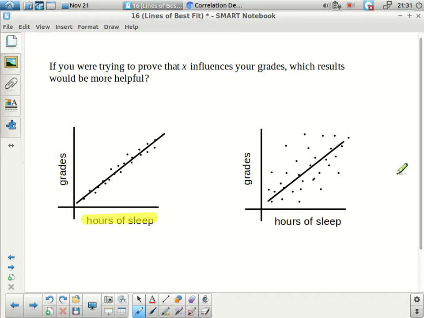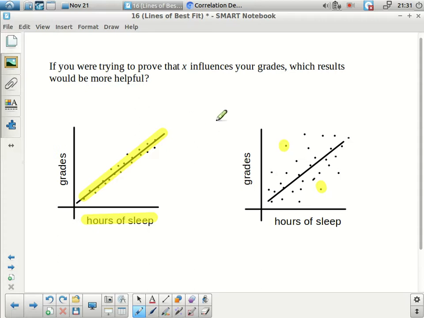Hopefully you would agree with me that the first one that I just highlighted here is more useful because the points are very close to the line of best fit and are clearly moving up in this direction, almost perfectly so. Whereas with this one, yes, they're still trending upward, but they're way more spread out. Here's someone with a lot of sleep that did poorly, and here's someone with not as much sleep that did a lot better, and that doesn't really happen over here. They move up at a fairly steady rate there.